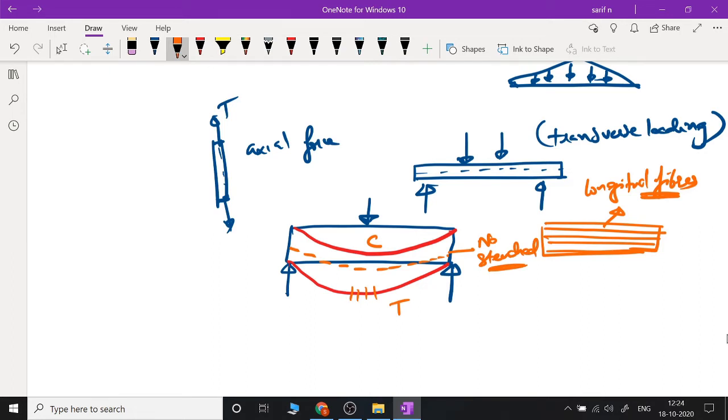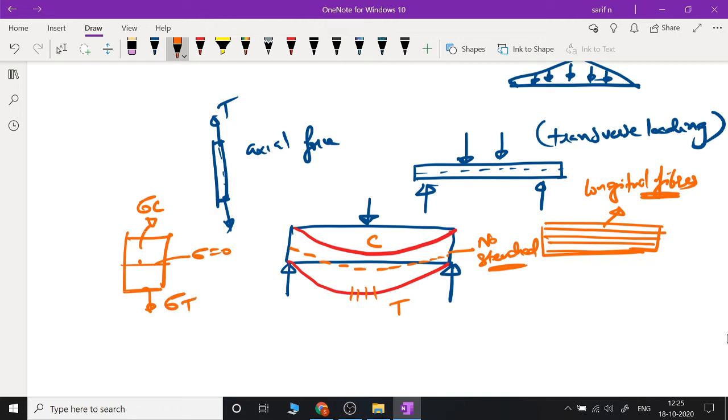Okay, basically what I want to tell you is, when a beam bends, some of the fibers are going to experience tensile stresses, whereas some of the fibers are going to experience compressive stresses. Okay, so if you take the cross section of this particular beam, you will see that there will be a line on the cross section where the stress will be zero. Above that the stress will be compressive in nature, and below that the stress will be tensile in nature.